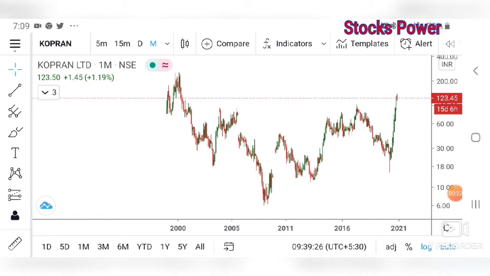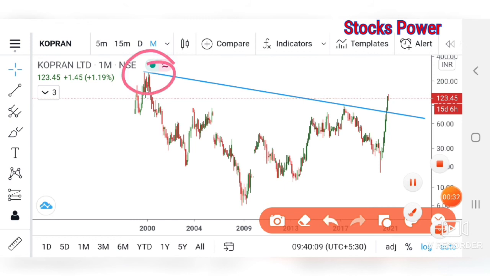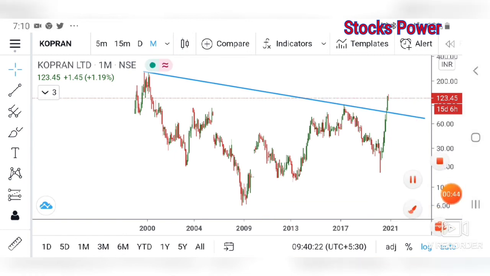Copron is a pharmaceutical company, and it has given breakout. You all can see, I will draw a trend line. You all can see Copron Limited has touched a high here, two highs and one high here, and it has given breakout at this point. So this can be a multi-bagger stock, and it has been. So in the last month I will show how I found this stock.